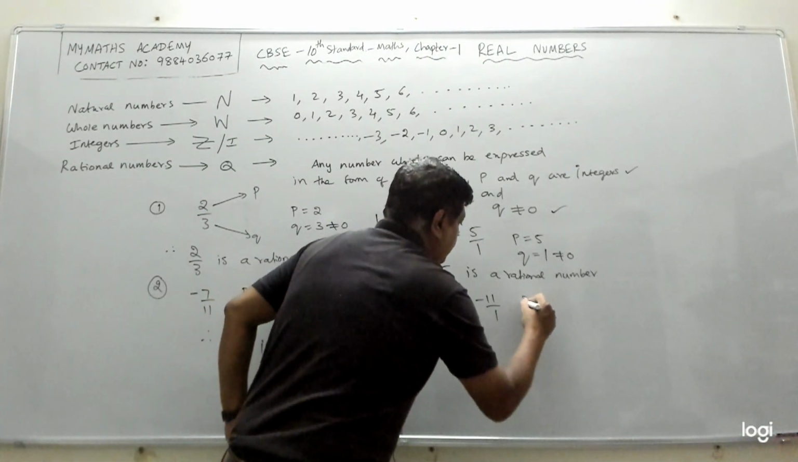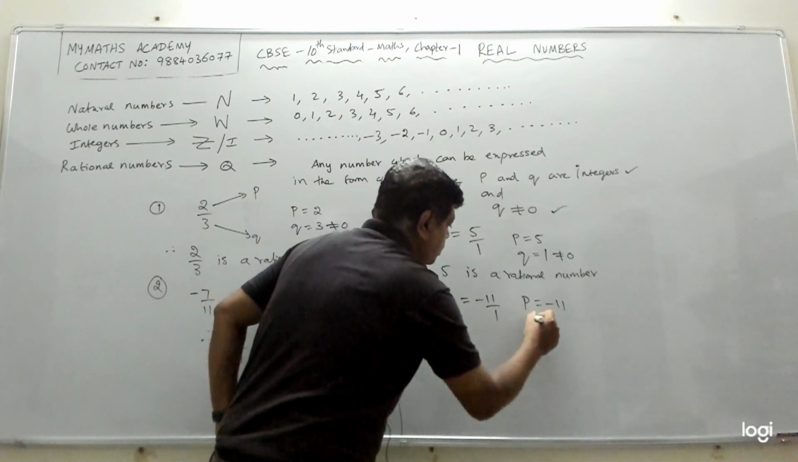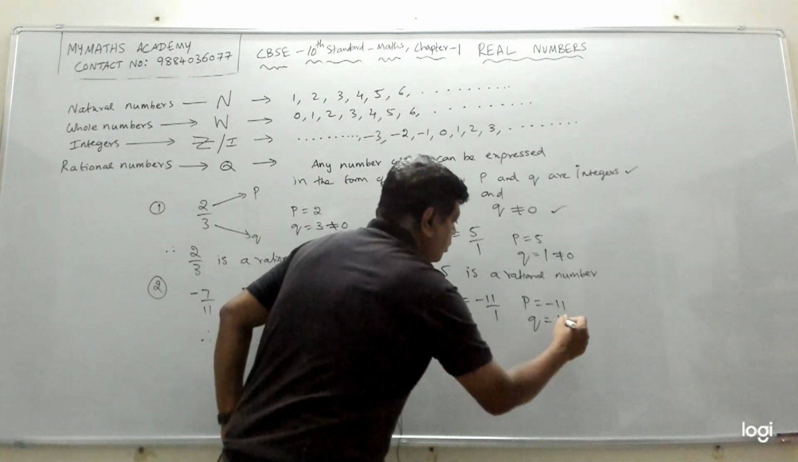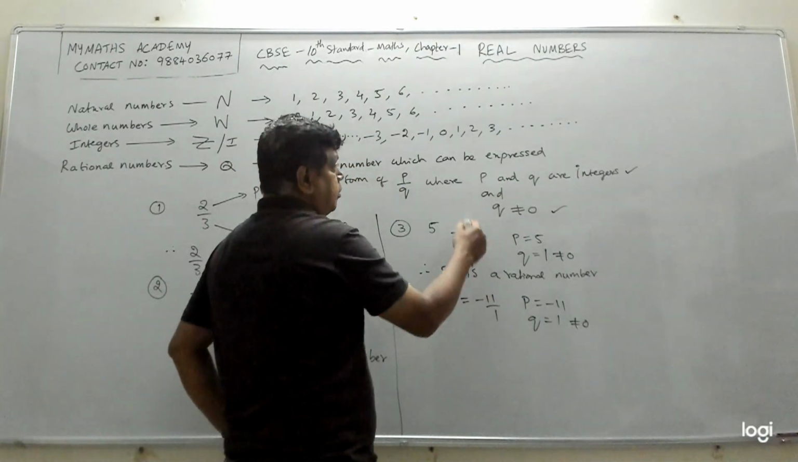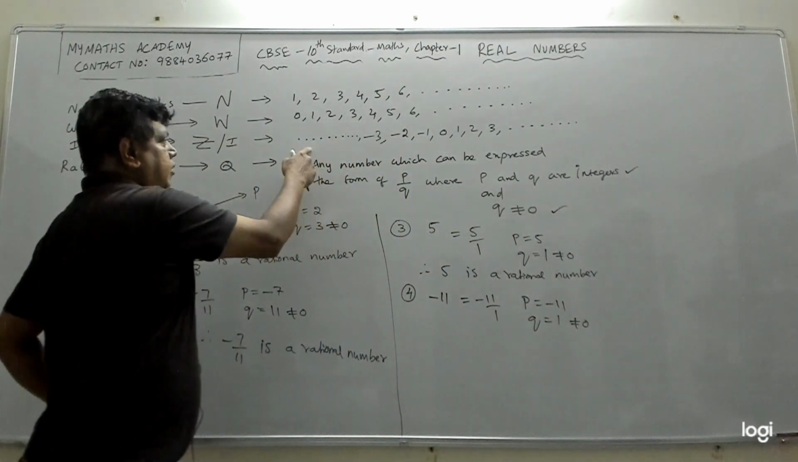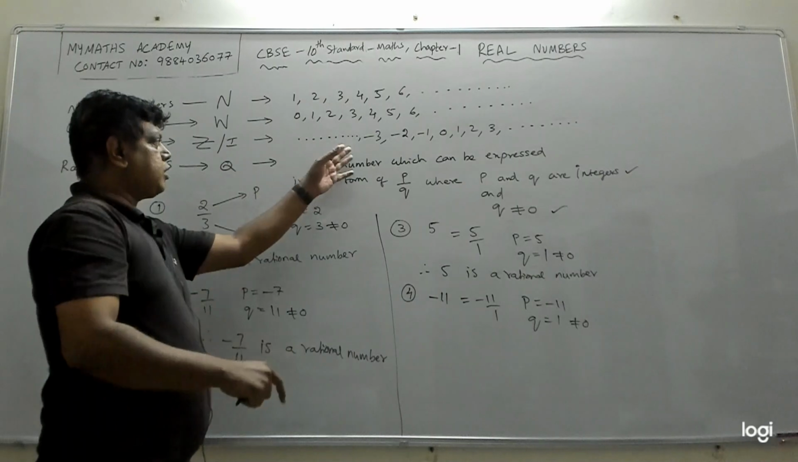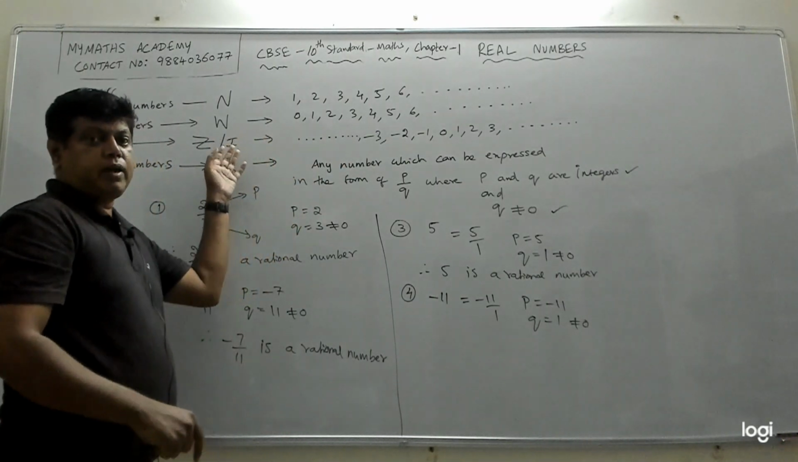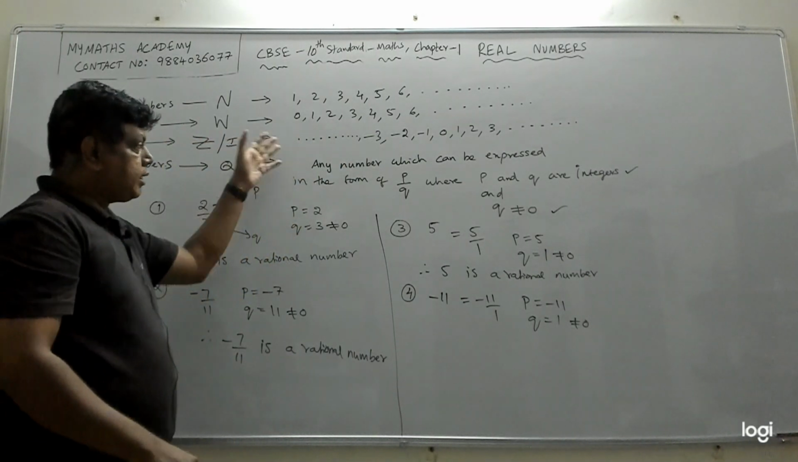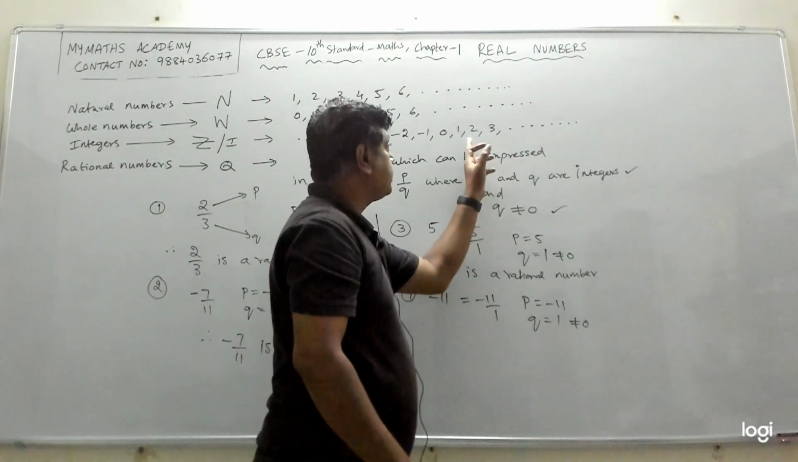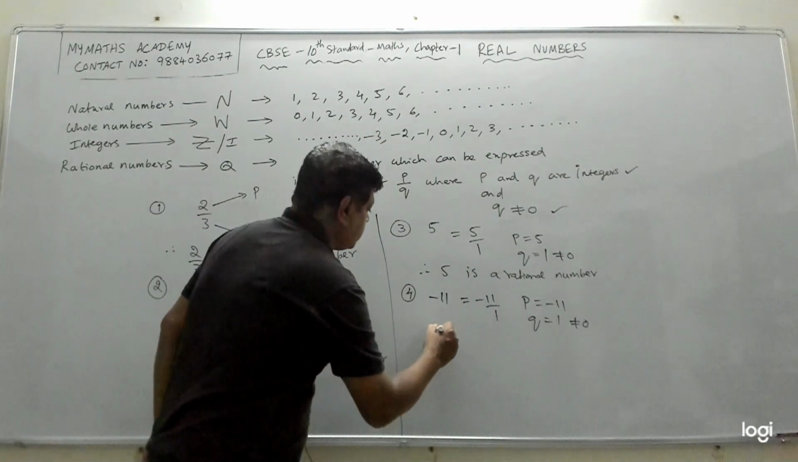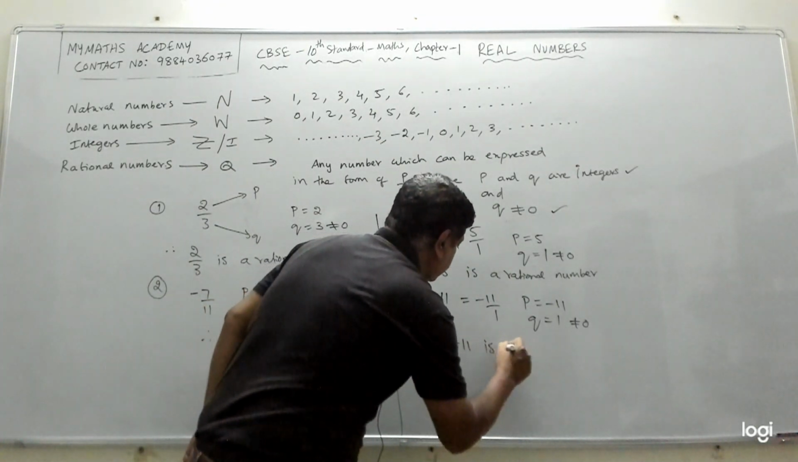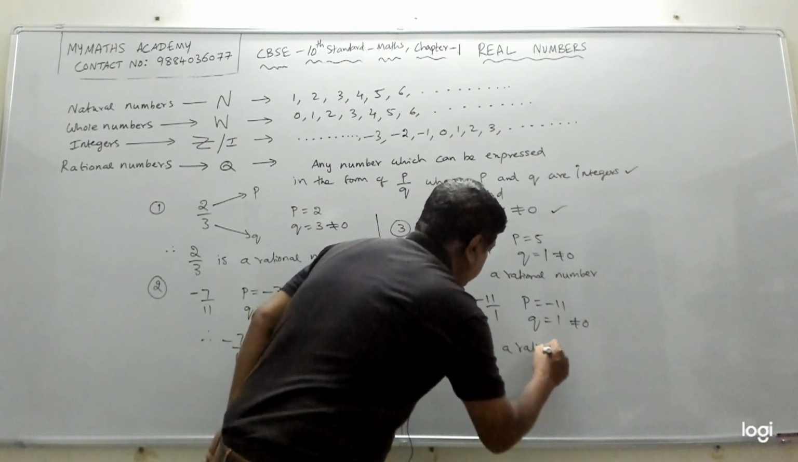Now again, what is P here? P is minus 11, the numerator. What is Q? Q is 1, and Q is not equal to 0. And P and Q are integers. Minus 11 will come here. I keep on writing: minus 4, minus 5, minus 6, minus 7, minus 8, minus 9, minus 10, minus 11 will come, and also 1. 1 is here. So they are integers and the denominator is not equal to 0. Therefore, minus 11 is a rational number.